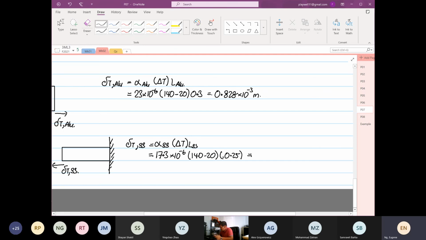So 17.3 to the power minus 6 times 120 times 1.25 is equal to 519. Okay, so it's equal to positive 0.519 times 10 to the power minus 3 meters. Okay, the top one is also positive.